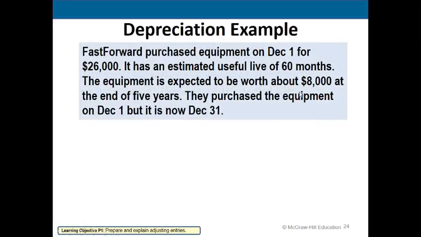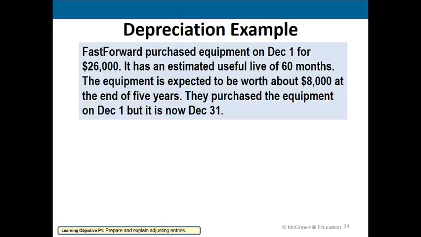All right, so here we have an example of this company purchasing equipment on December 1, and notice all these adjustments are made at the end of the year. Now I know this is kind of hokey, but this happens. You buy stuff during the year. Here it just happens to be the beginning of the last month of the year, but it's a great example.